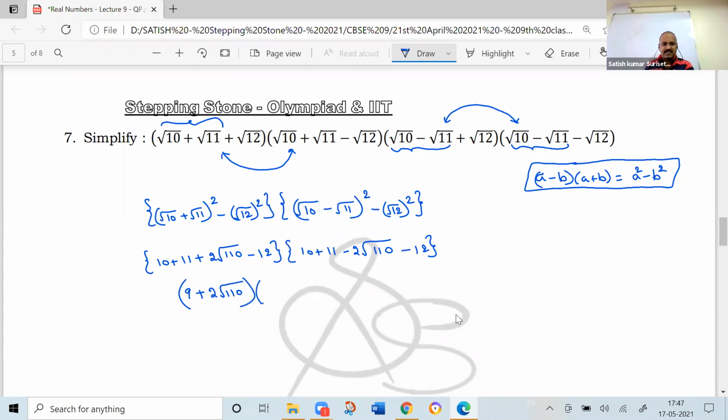Now here again 9 minus 2 root of 110. Now again in the form of a plus b into a minus b. So 9 square 81 minus 4 into 110. So 81 minus 440. So subtract 81 and 440 and tell me the value. Minus 359. Check, is it 359?